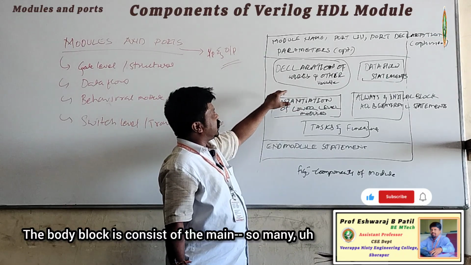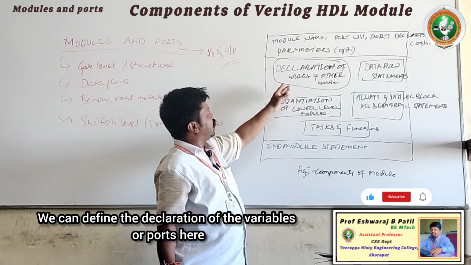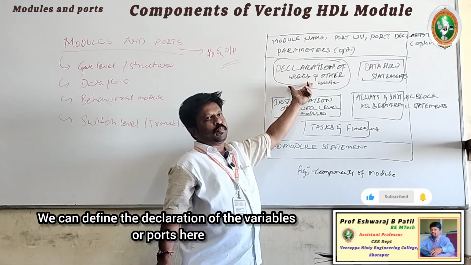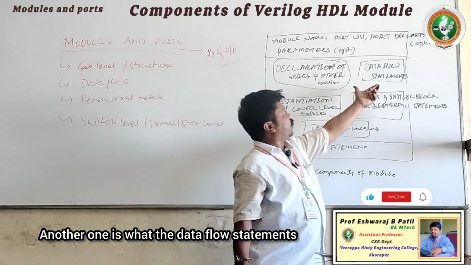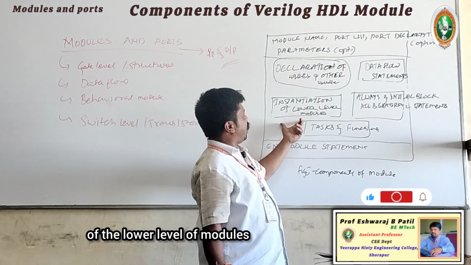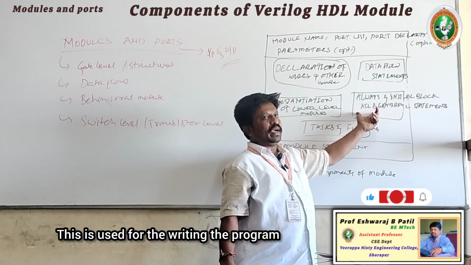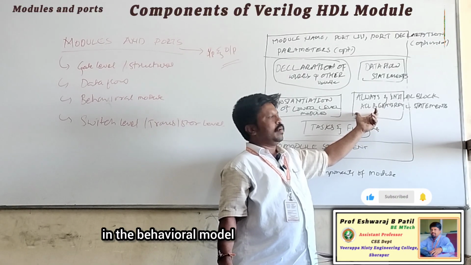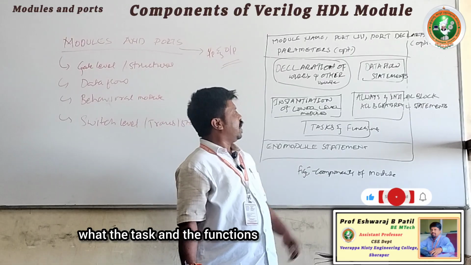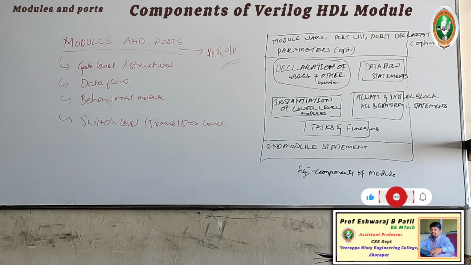The body block consists of so many blocks. Inside this one we can define the declaration of the variables or ports here. Another one is the data flow statements. The third one is the block instantiation of the lower level modules. The fourth one is the always statement. This is used for writing the program in the Verilog model. And the fifth one is the tasks and the functions. Just copy that figure.